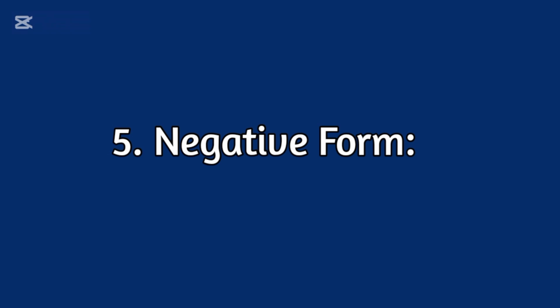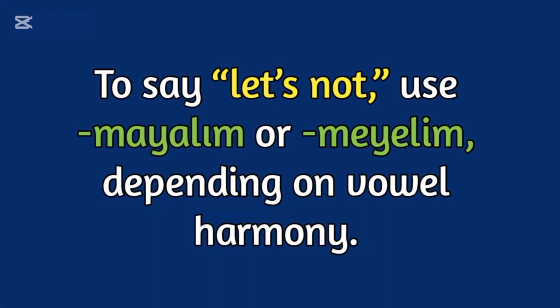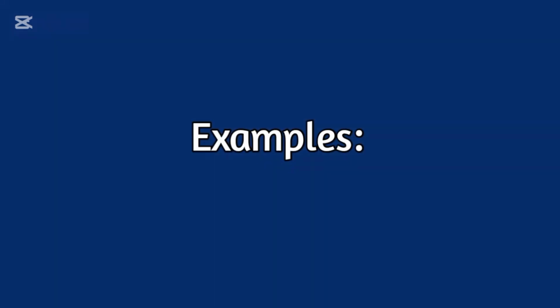Negative form. To say let's not, use malım or meyelim, depending on vowel harmony. Examples. Gitmeyelim, let's not go.